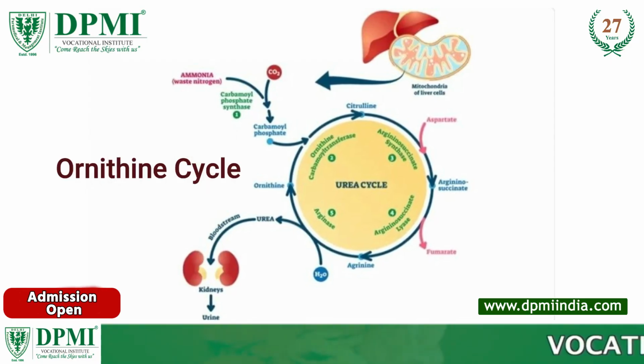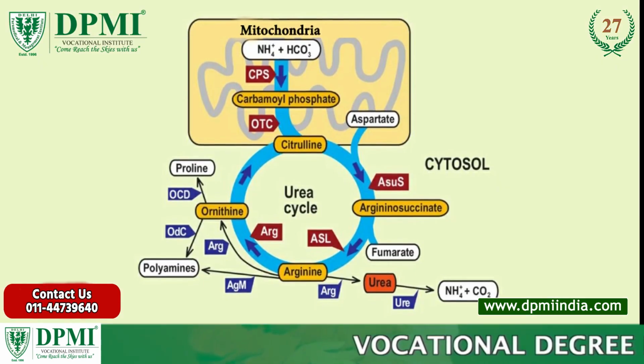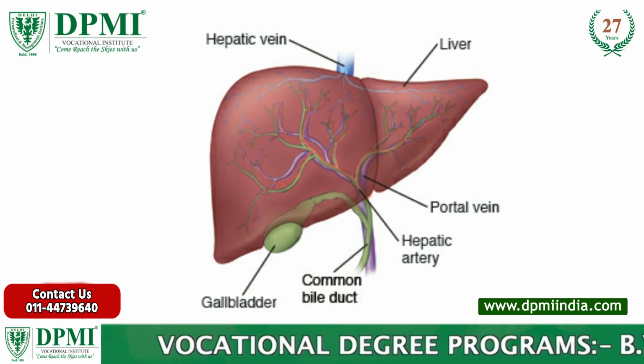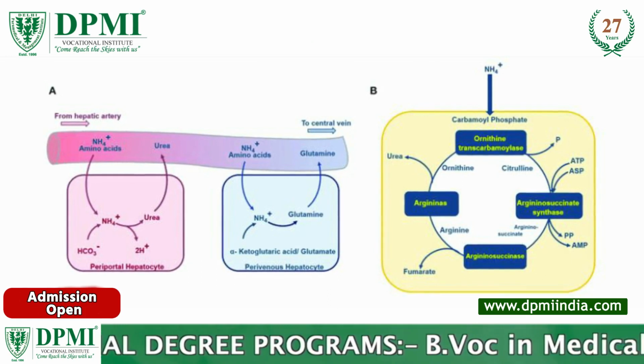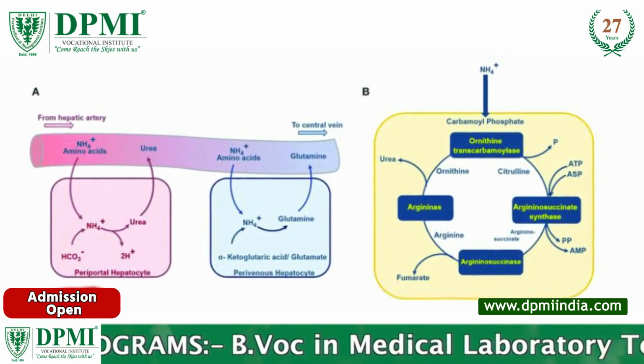The ornithine cycle, also known as the urea cycle, is a crucial biochemical pathway that occurs primarily in the liver and plays a vital role in the detoxification of ammonia, a toxic waste product of protein metabolism, and the regulation of nitrogen balance in the body.